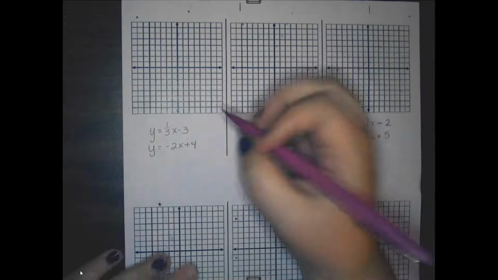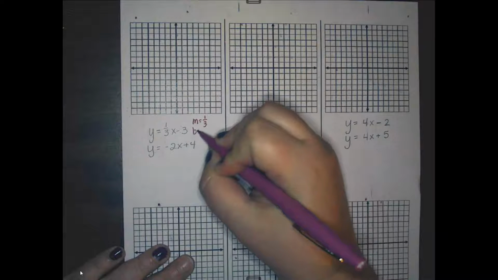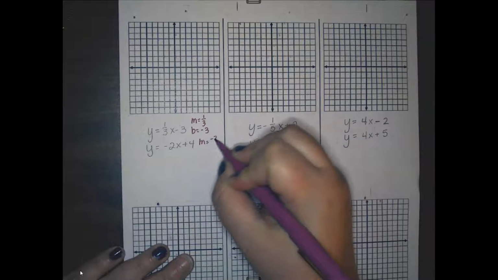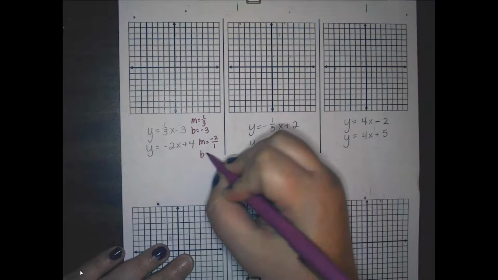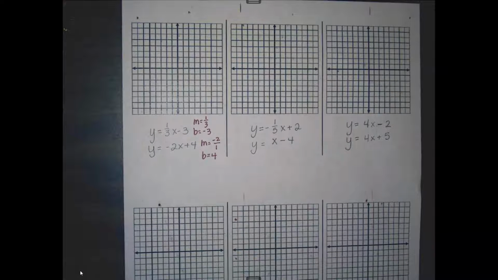All right, you should have already paused it, and you should have gotten 1/3 and -3. And you should have gotten -2 over 1 and 4. So now I want you to pause, and I want you to graph both of those lines. All right, you should have them both graphed.